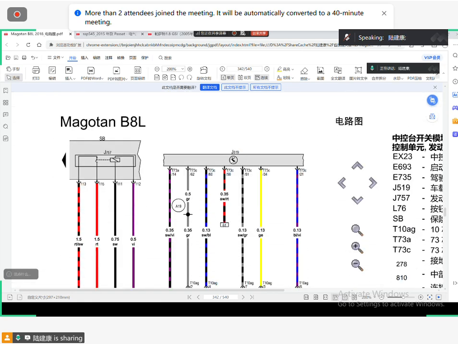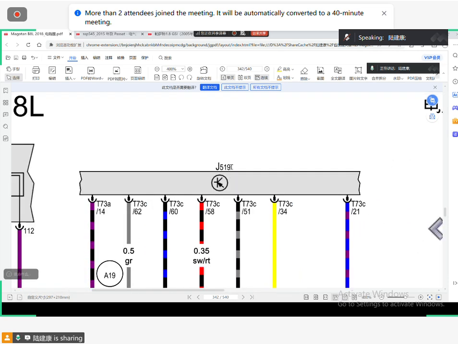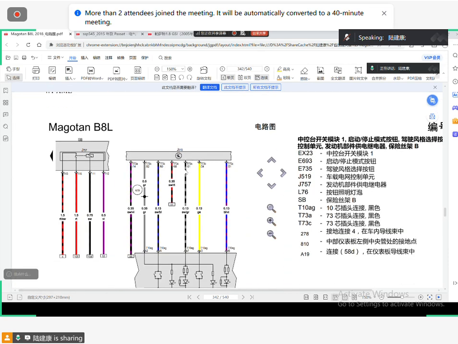You can see the symbol here, right? This means the control unit. But here we have a different labeling. That means the control unit is not an ECU. This is a VCU, J519. That's the VCU, vehicle control unit. The symbol means ECU, right? Just now we saw it.